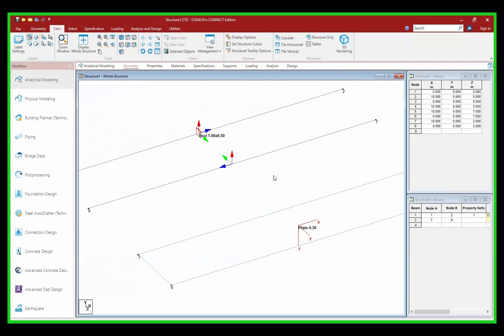So I have covered basically local axis of beam and plate element in one video together, and I have also covered global axis or global coordinate system. In the next video I will teach you how to change the vertical axis of global coordinate system.